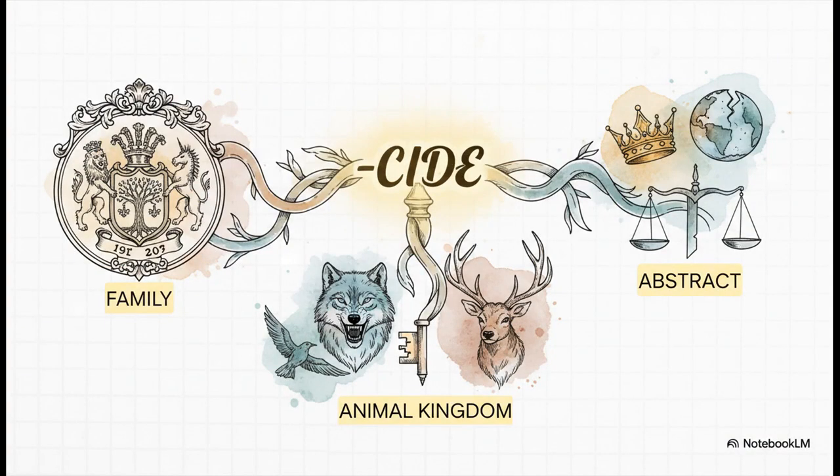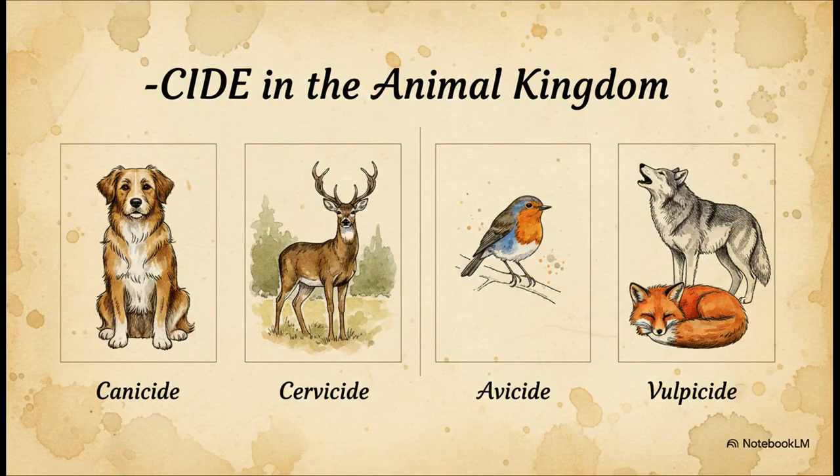But this code isn't just for family drama, not at all. It reaches across the entire world, from the animal kingdom to the world of abstract ideas. So let's do a quick lightning round, just to see how versatile this one little root really is. We've got canicide for dogs, cervicide for deer, avicide for birds, even vulpicide for foxes. It's the exact same pattern, right? You're just swapping in new roots for different animals.